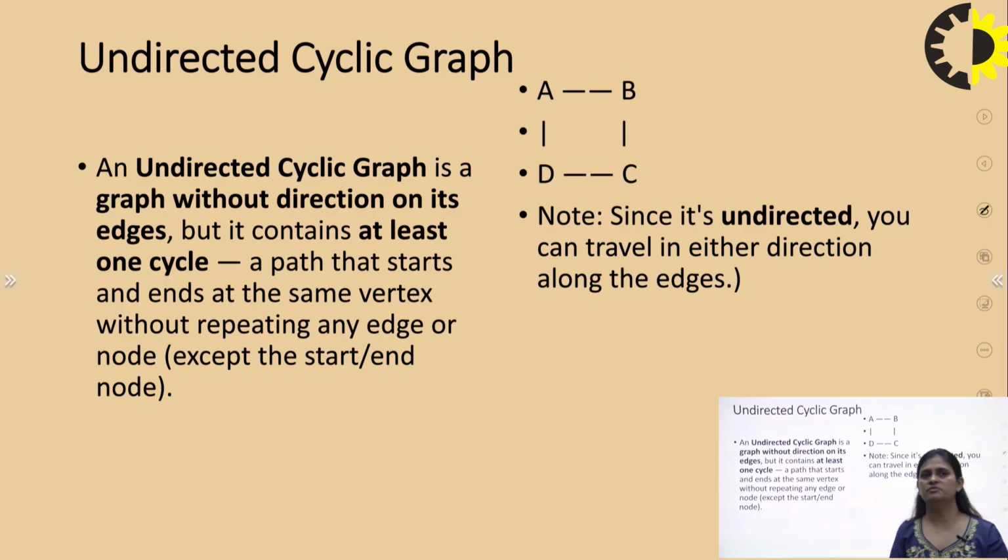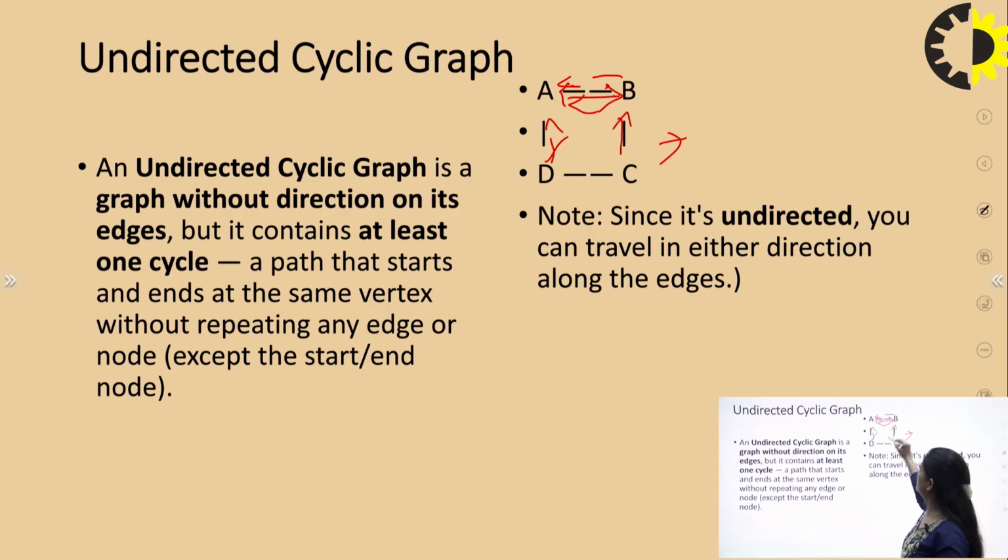Next one is the undirected cyclic graph. An undirected cyclic graph is a graph without direction on its edges. In this graph there is no direction. Since it is undirected, you can travel in either direction along the edge. You can travel A to B or B to A, which means you can travel in both directions.